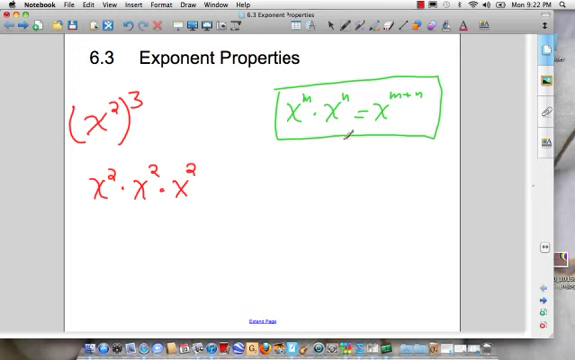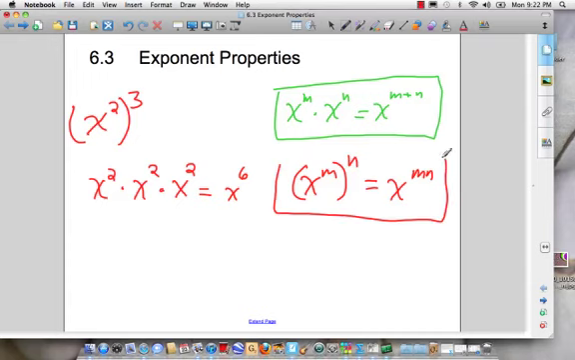And then what we just learned over here in green is that in this situation, you can add the exponents because there's 2 x's, 2 x's, and 2 x's, so you get x to the 6th. And in general, it turns out you can multiply those exponents. So anytime your exponents are stacked up like this, x to the m raised to the power of n, that's where you actually multiply the exponents. So I'm going to go ahead and box that one up as well because that's a second property of exponents that you need to know and be able to use.